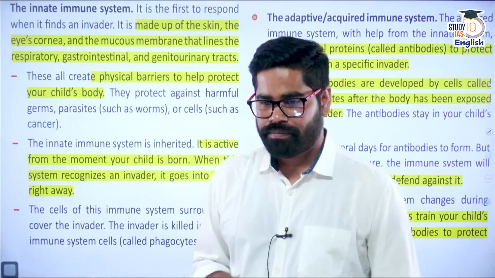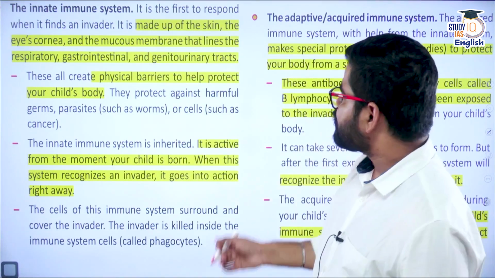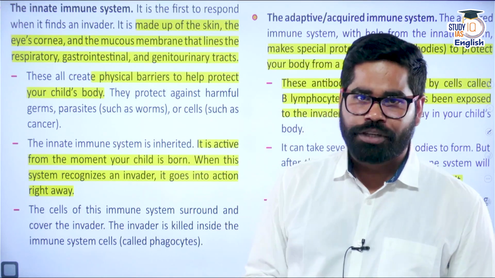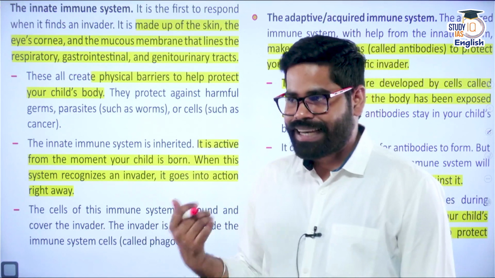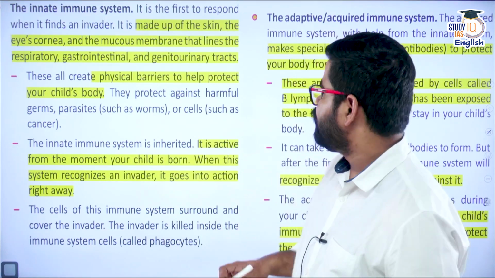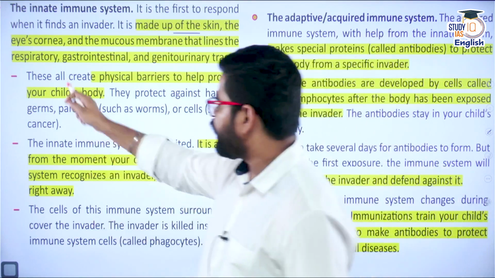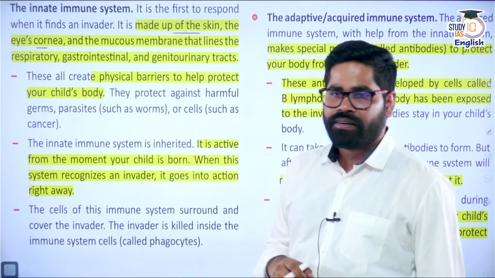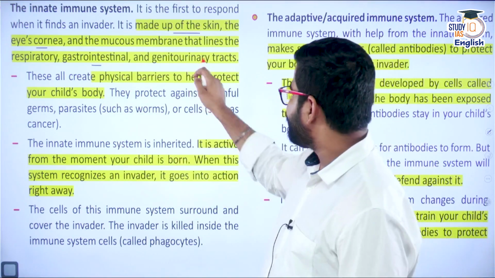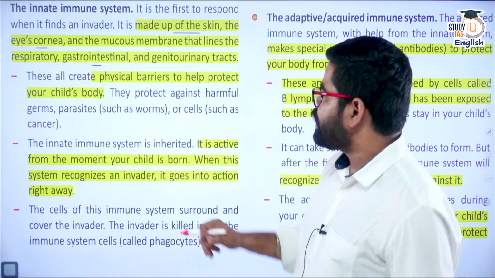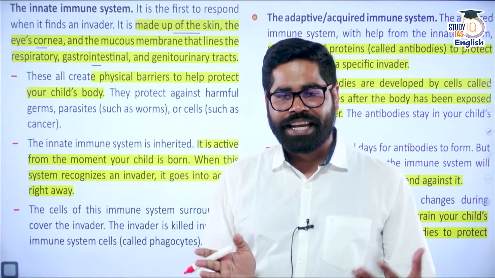Okay. Then, if we talk about the innate immune system, just look at it. It is the first one to respond when any such invader comes up. Then what is it made up of? Basically, we have the skin, the cornea of the eye, the mucous membrane in the respiratory system, the gastrointestinal and genitourinary tracts. They are basically the part of the innate immune system.